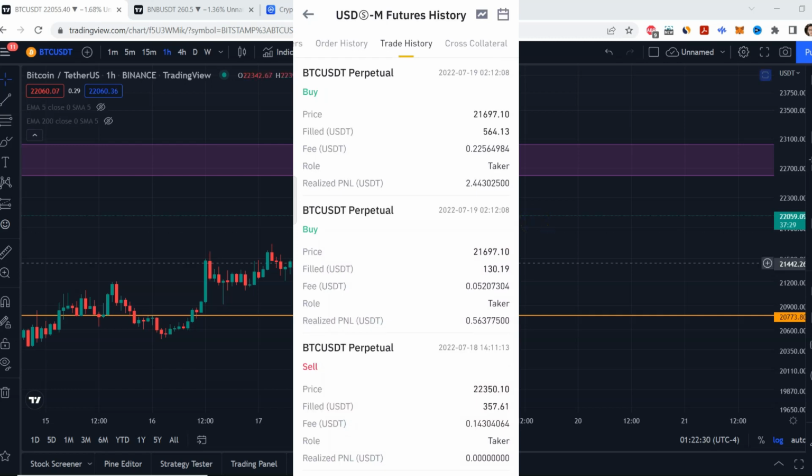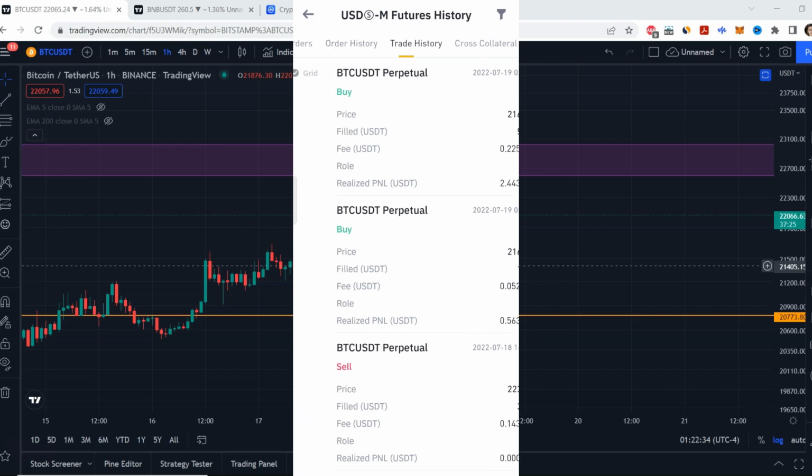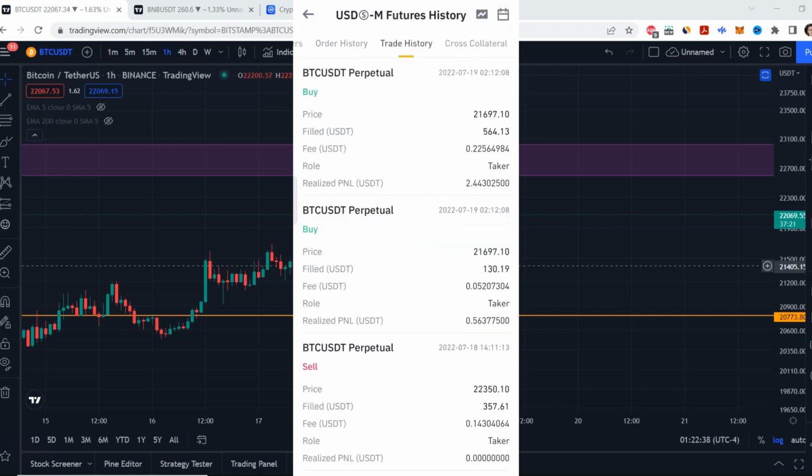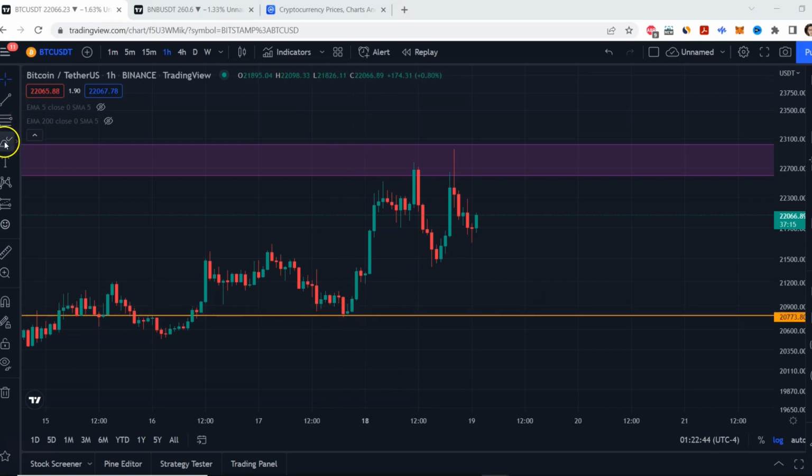Hey guys, I want to show you how I start making profit with AntBot using Binance Futures. As you can see here on my chart, I opened a short position at this level. Let me show you AntBot.